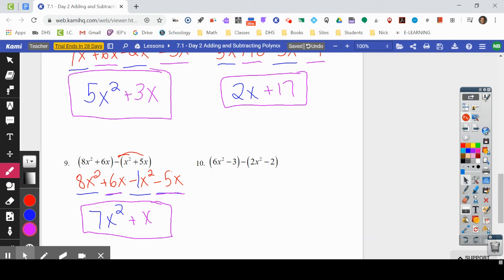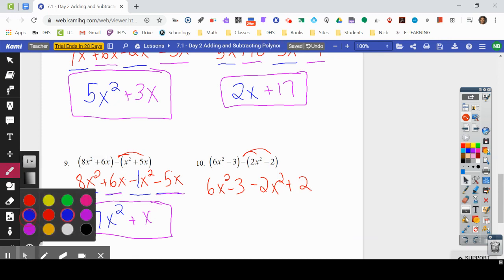And our last problem here, number 10, we have 6x squared minus 3, and we're going to subtract 2x squared minus 2 from it. Again, this is the subtraction one, so we're going to distribute our minus sign first. We drop our parentheses, and I don't change any terms before it. I only change the terms afterwards. So this turns into a minus 2x squared, and this minus 2 is now going to become a positive 2.